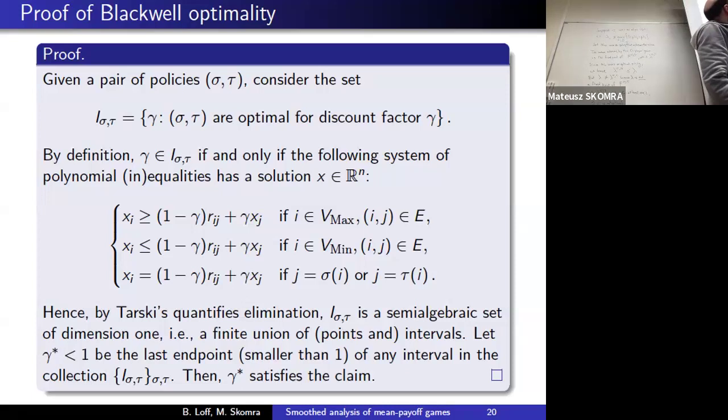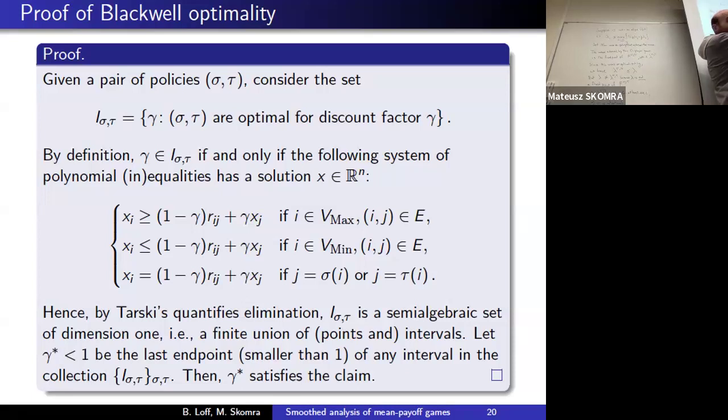Well, a discount factor belongs to this set if and only if the following system of inequalities has a solution, right? So we have to say that the value of the game has the property that the maxima and minima are achieved by sigma and tau. These are the equations for the value, and this has to be satisfied by the value no matter what. x_i is supposed to be equal to the maximum, so it has to be greater than everybody, for i in Vmax. For i in Vmin, x_i has to be equal to the minimum, so it has to be smaller than everybody, right?